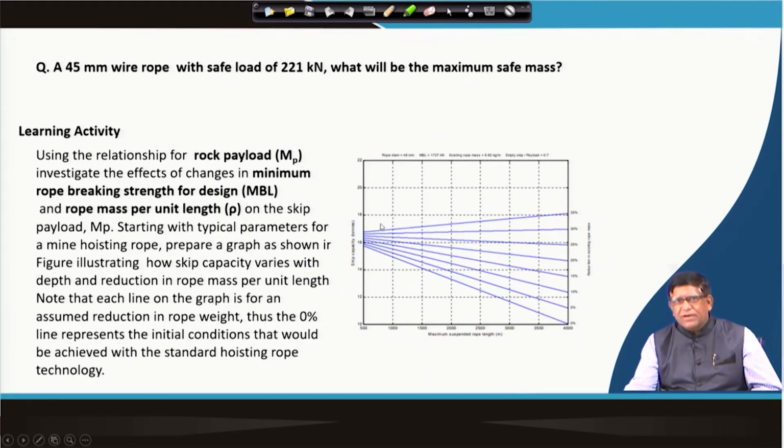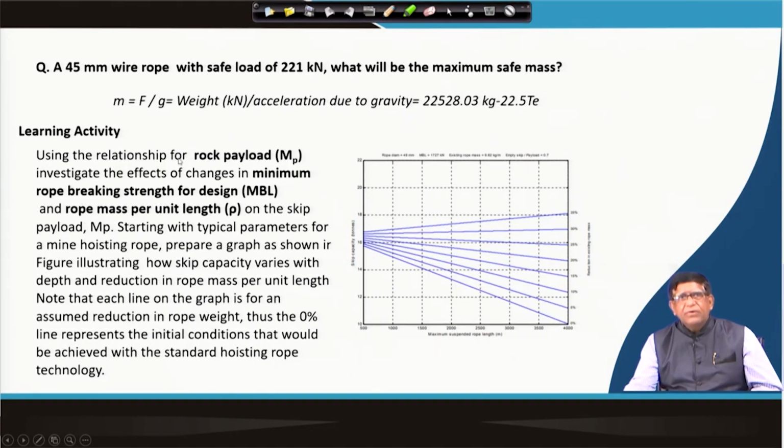You need to understand what has been done or what you will be doing with this. Just this graph you see, for the previous problem it is very simple. What is to be calculated is the maximum safe load, which depends on the acceleration due to gravity and the total weight given, that is, F is equal to mg.